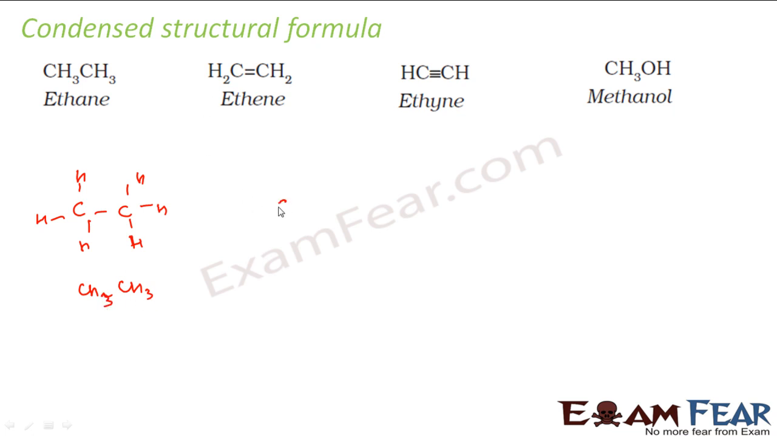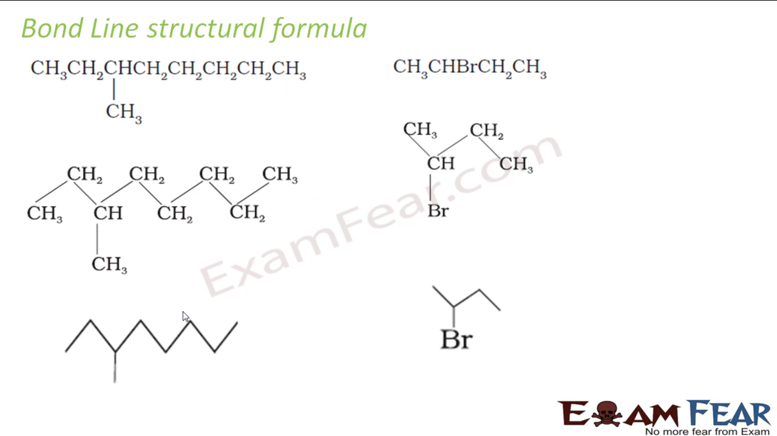Let's try it for ethene. Ethene we have seen was CH double bond CH like this. Remove all the single bonds, so this becomes H2C, and then there's a double bond, you can't remove the double bond, CH2. Similarly, you can do it for ethyne also, right? So a condensed formula is nothing but what you get from the same structural formula by removing all the single bonds. And then we have the bond line structural formula.